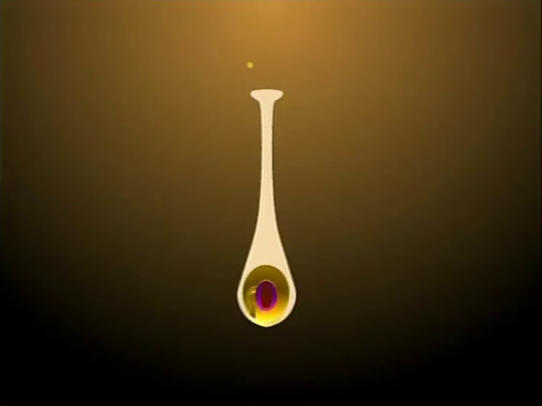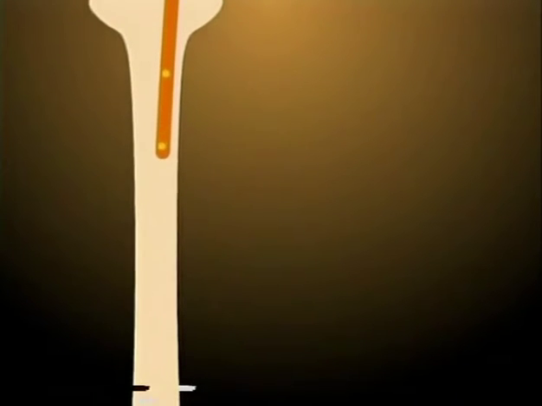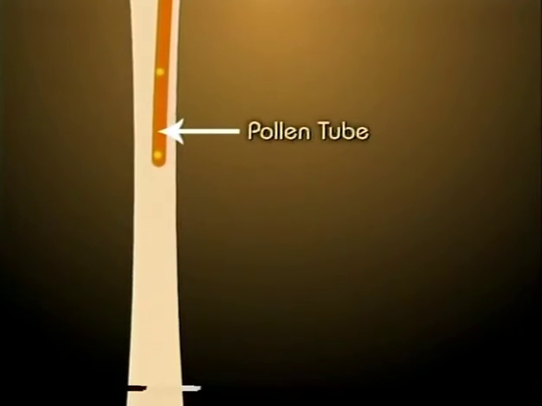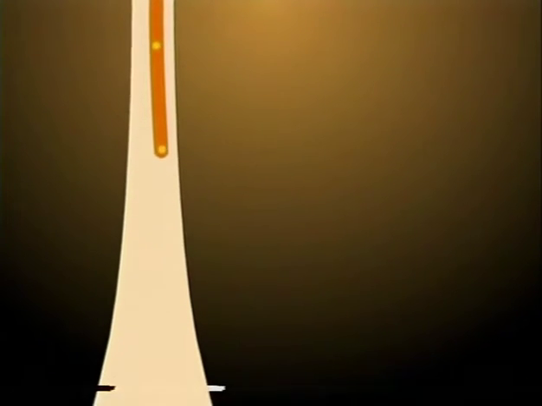Fertilization takes place when the male gamete fuses with the female gamete. But how exactly does this take place? Let us have a look. When the pollen grain falls on the stigma, it bursts after some time, and then comes out a tube called a pollen tube.